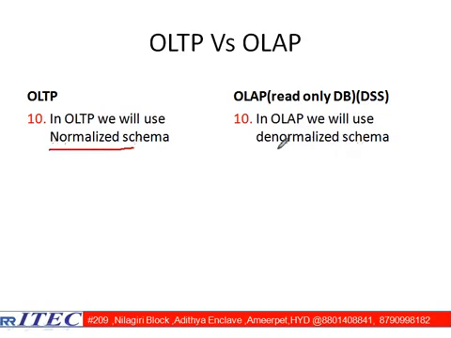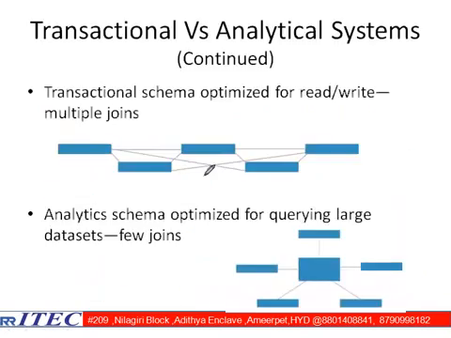What is the meaning of that? Why normalized here, and why denormalized there? That we need to understand. This point I will cover in tomorrow's class, and then we'll go on to the rest of the things. Am I clear?